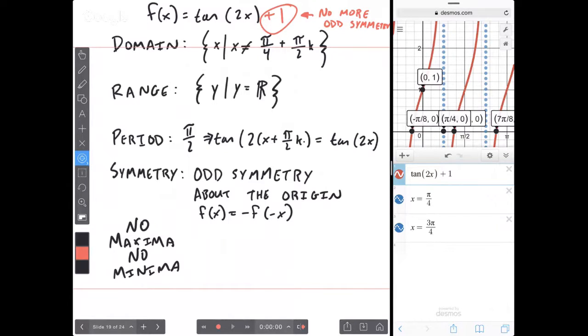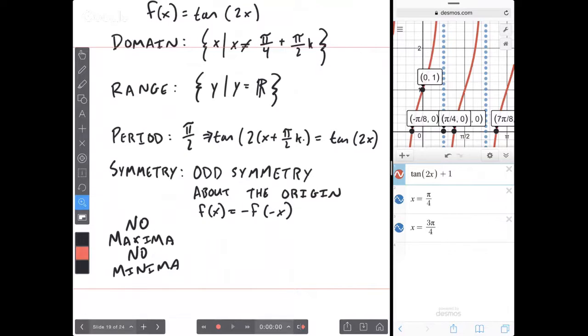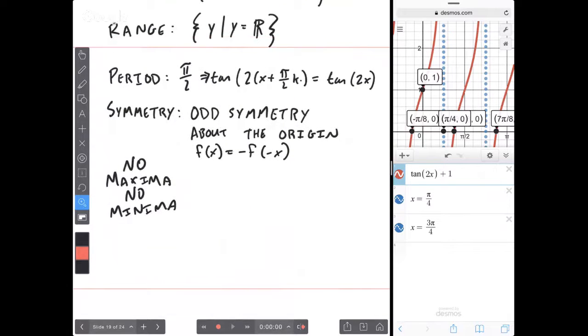Odd symmetry is only symmetry about the origin. But luckily, we don't have that one. We have this other graph, which does have odd symmetry. Okay. Increasing, decreasing. Tangent is always increasing. Increasing.